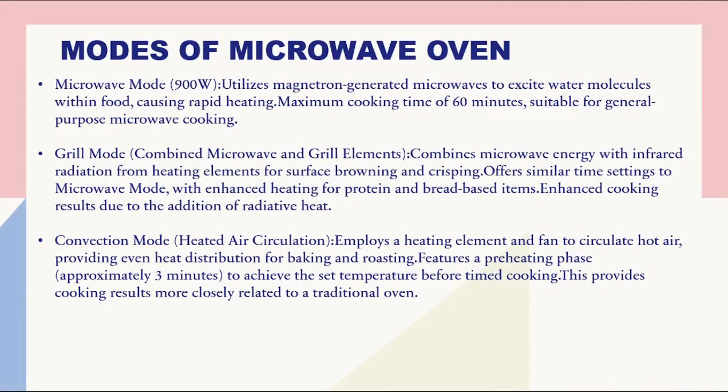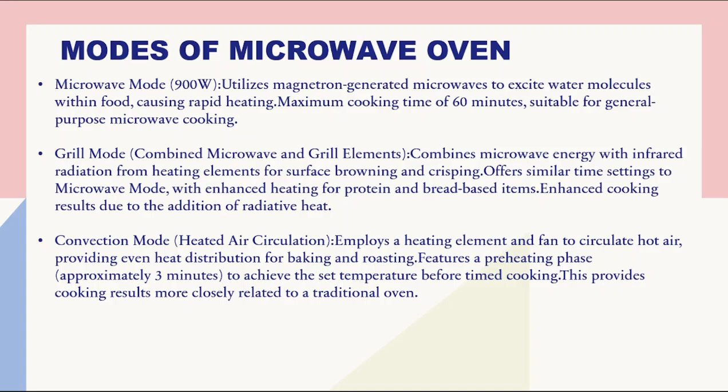Now we are going in depth about the project. As I said, we are going to simulate the microwave oven, so we need to understand the modes which we are going to simulate as an embedded system. There are three modes. First is the microwave mode, which has a power of 900 watts, and it utilizes magnetron-generated microwaves to excite the water molecules present inside the food, which causes rapid vibration and generates a lot of heat. So it is essentially used to generate a lot of heat in a small amount of time.